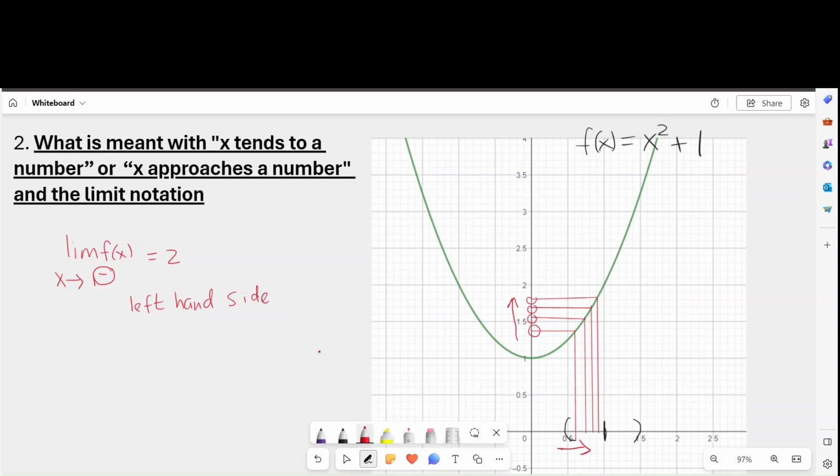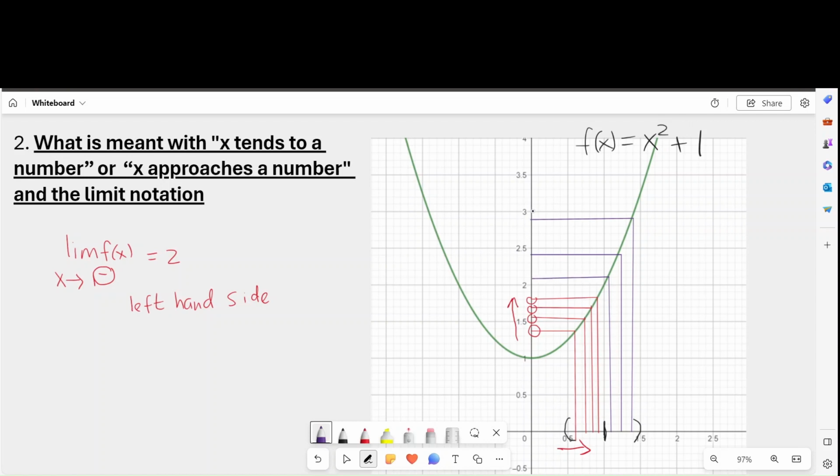Let's see what happens when we approach 1 from the right-hand side. Let's take this number and calculate its function value. This function value is just above 2.5. Let's take a number closer to 1. Function value is just below 2.5. Let's see how close we can get to 1 without touching 1. This function value is even closer to 2.